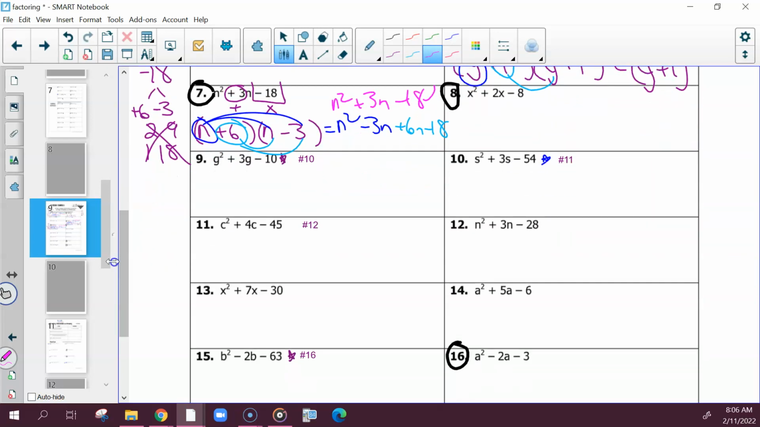Okay. Let's do 10. Your factor trees are also helpful if you get really big numbers that have a bunch of factors, because you might think, oh, it has to be these two, but it doesn't work. So for number 10, we need two numbers that multiply to be 54, but add to be 3. What are some factors of 54? You may need to start dividing if you're not sure. 54 divided by 2, 54 divided by 3, divided by 4. Keep going.